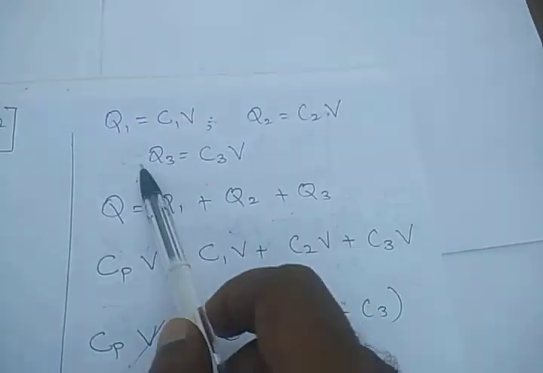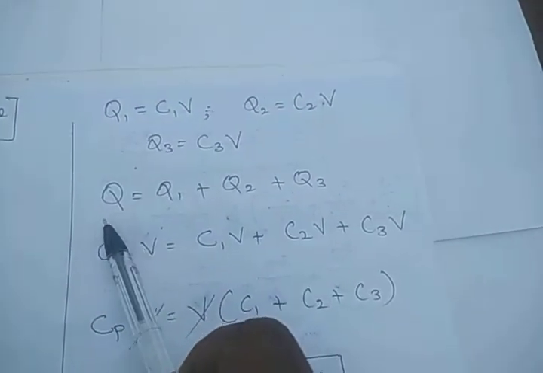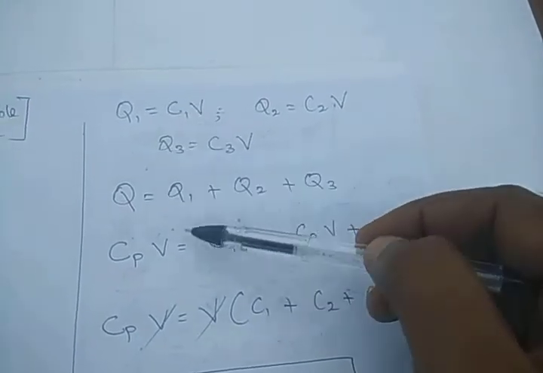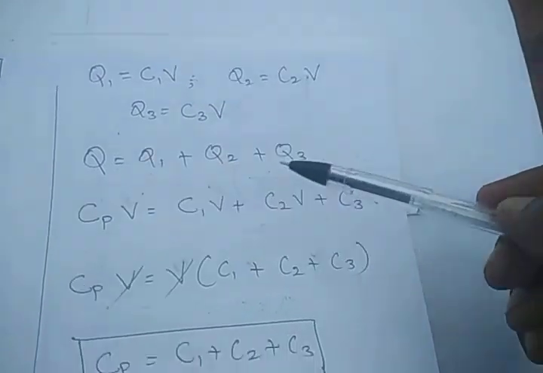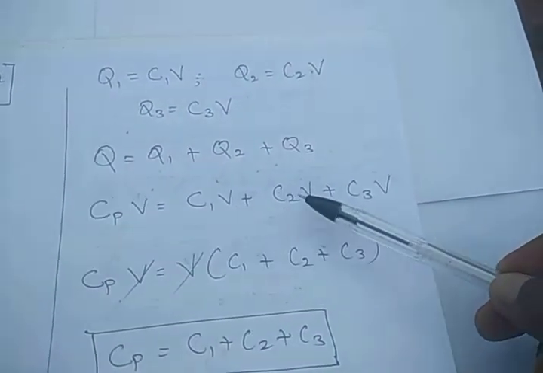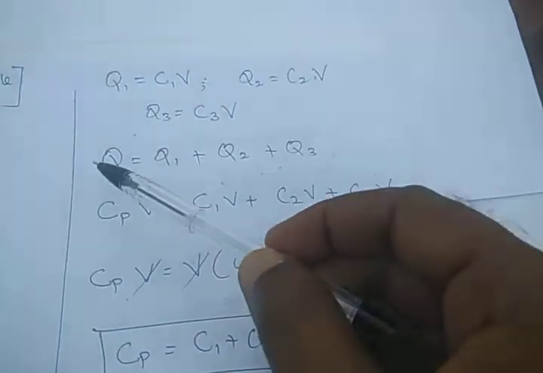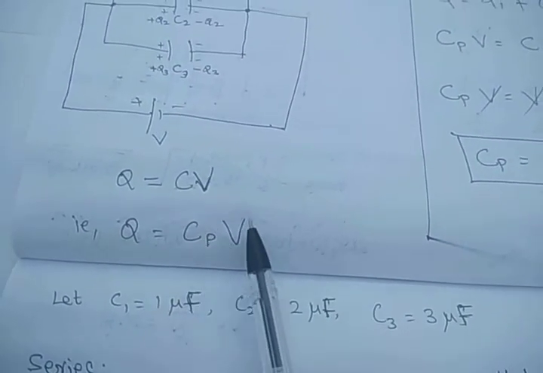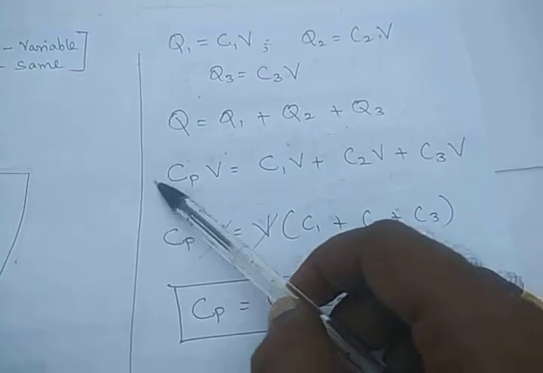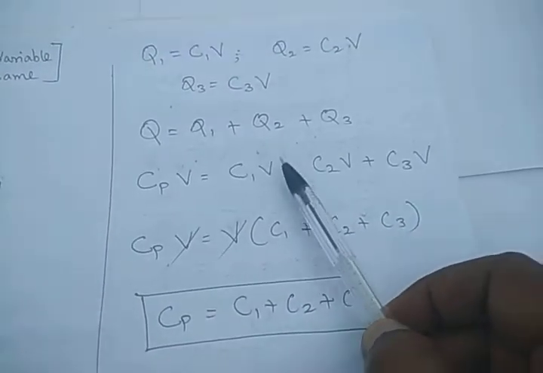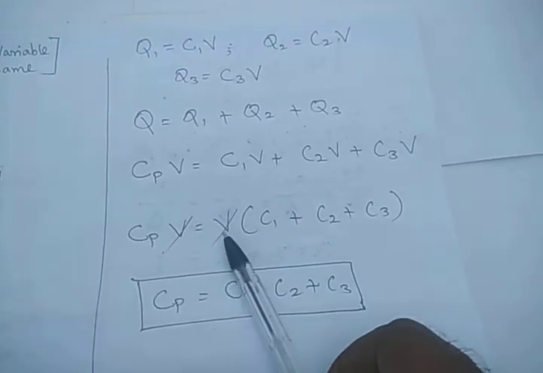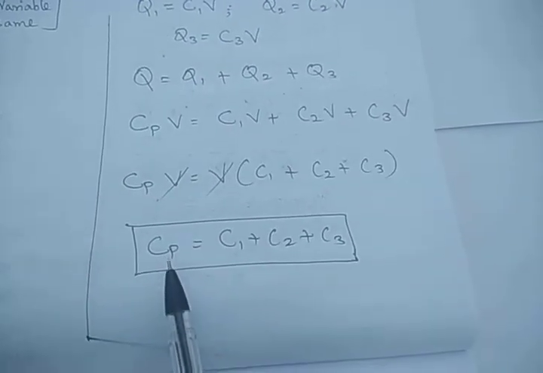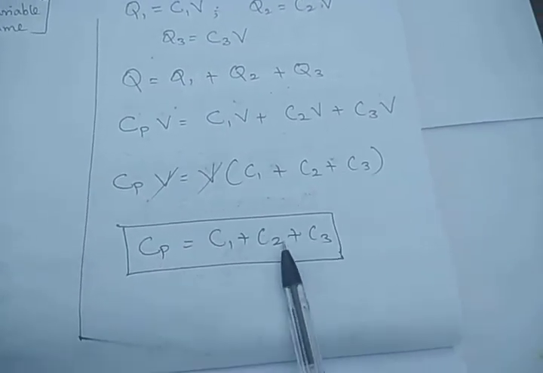That is the equation we get. The total charge is equal to Q1 plus Q2 plus Q3. Substituting Q1, Q2 and Q3 here, we get C1V plus C2V plus C3V. Then what is the total charge? The total charge is written as CpV, the total capacitance times voltage. So if we take the voltage common outside, it cancels on both sides. Finally we get Cp equal to C1 plus C2 plus C3.